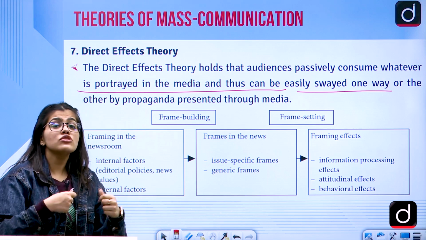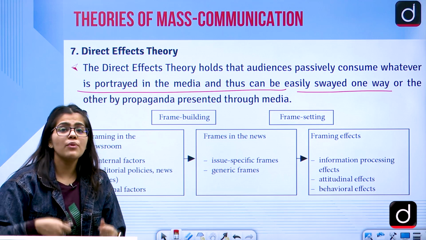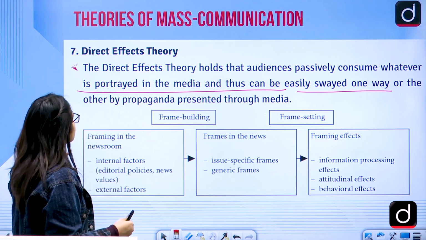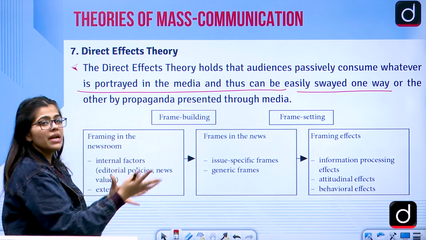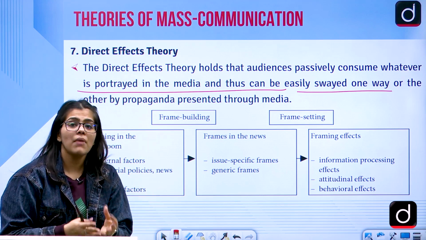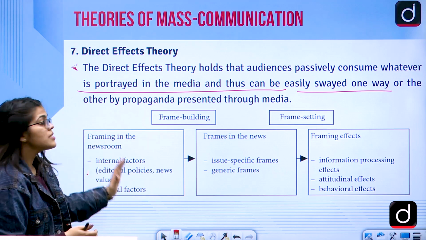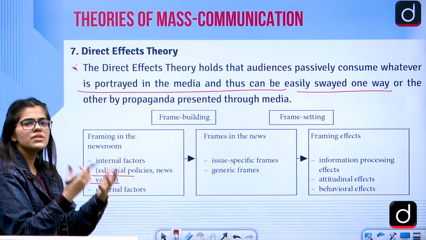Because you are so close to your parents, whatever values they would give you, they won't directly teach it, but that would be imbibed in you. So this is what this direct effects theory talks about. There is always a frame building, and this frame is built and the frames are set in your mind. So there will be normal external factors like the news, the values and the other political news that you see.